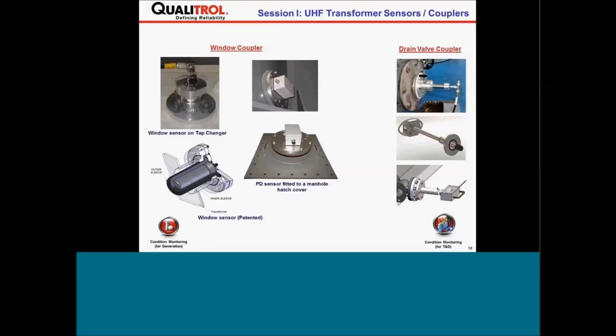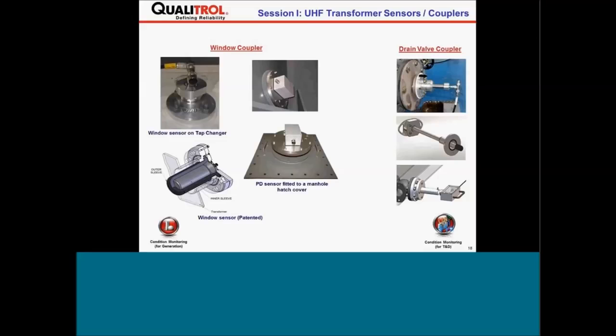Here are examples of the types of couplers we apply. The window coupler on the left, here in the bottom left, you're seeing a tank wall, transformer wall. We have an outer sleeve which is basically in contact with the oil, and we have an inner sleeve with a coupler inside, and that's mounted on a flange. So the coupler itself is not in contact with the oil, but the outer sleeve allows the safety of the coupler not being in touch with oil.